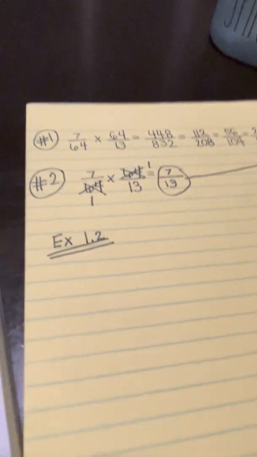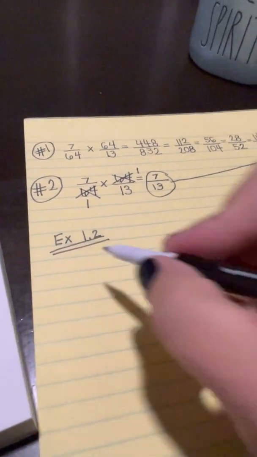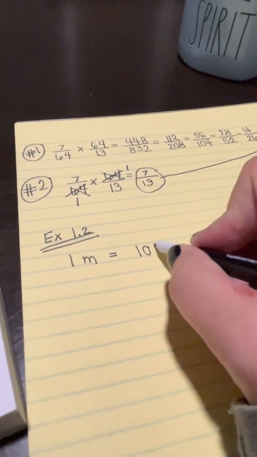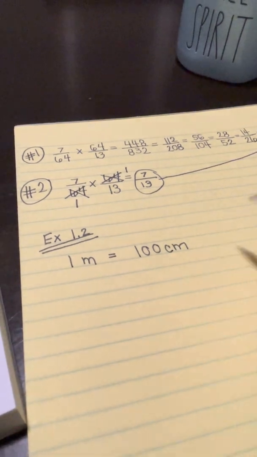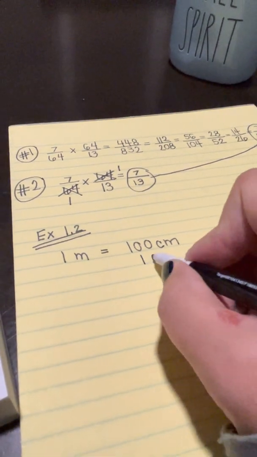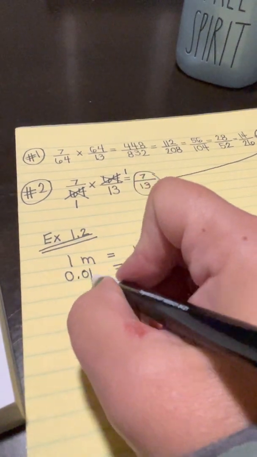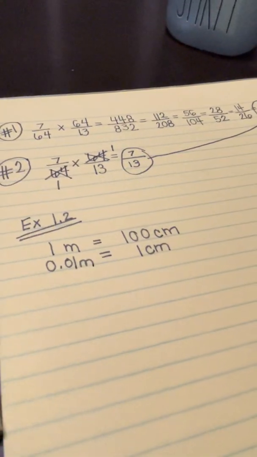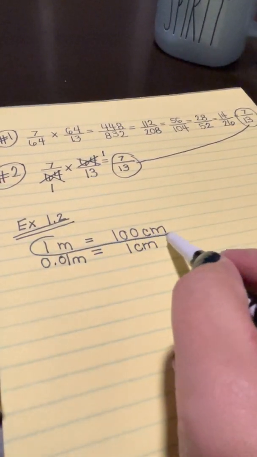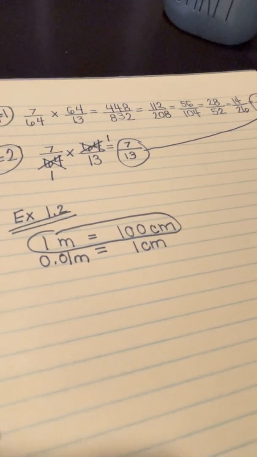First, you need to know the relationship between centimeters and meters. So we have 1 meter equals 100 centimeters. Or you can have 1 centimeter equals 0.01 meter. They're both the same. I don't care whichever one you prefer. I like this one. For me, it's just easy. I don't have to really think about it. I know 100 centimeters equals 1 meter.